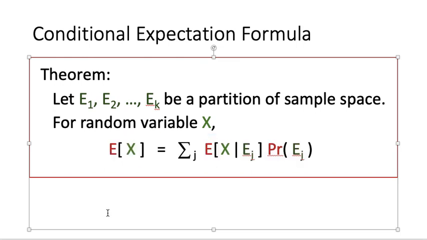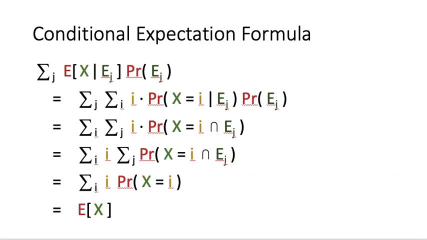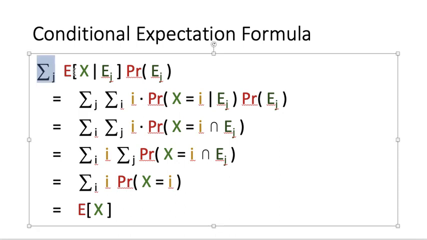And how do we prove it? The proof is like this. We start with the term on the right-hand side. We hope to show that it is equal to expected of x. What we can do here is replace this expected of x given Ej by the definition of conditional expectation. I just copy this from the previous slides.